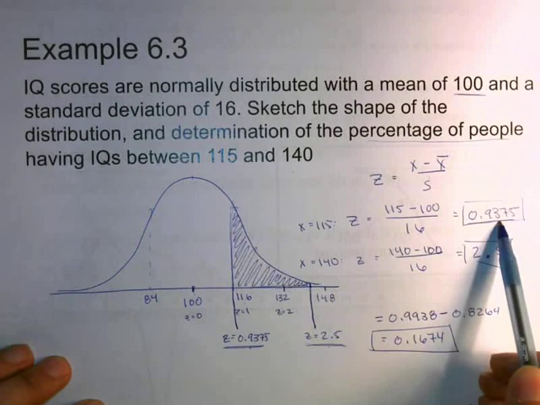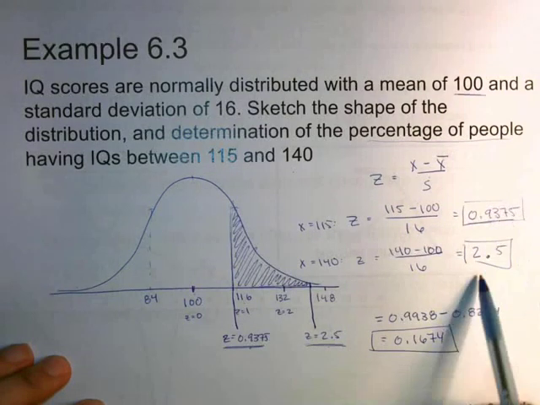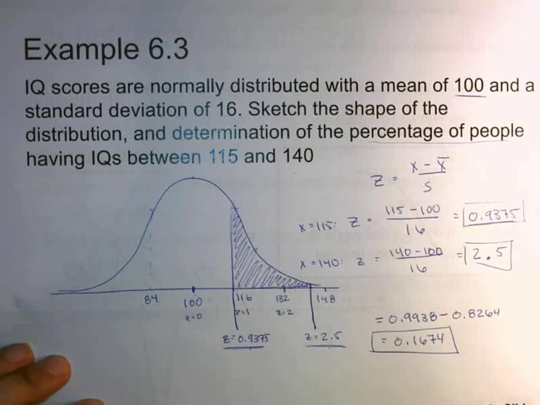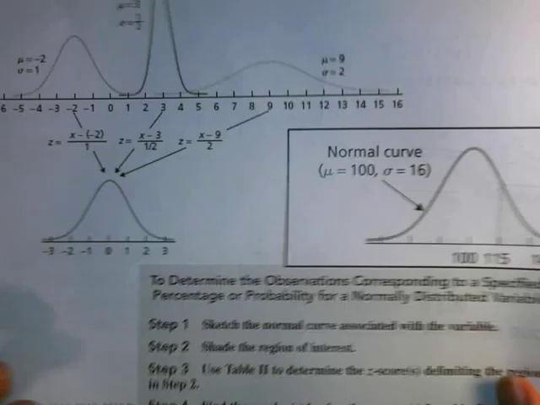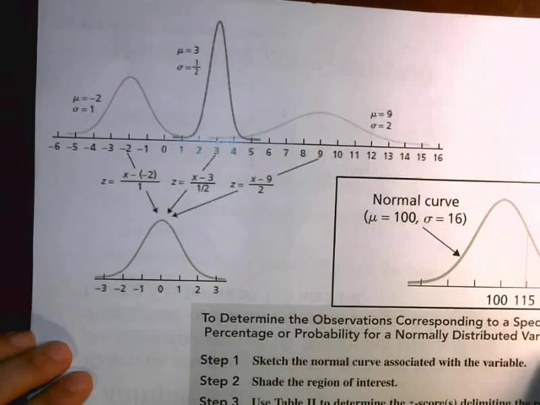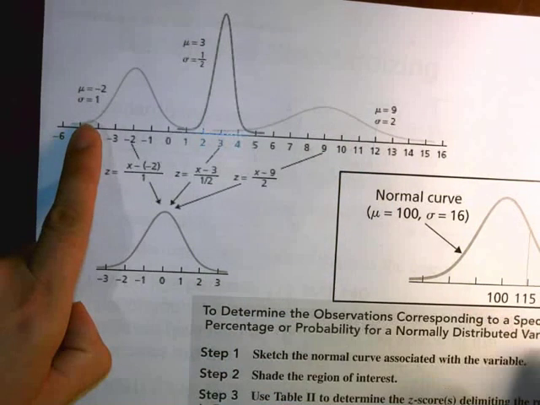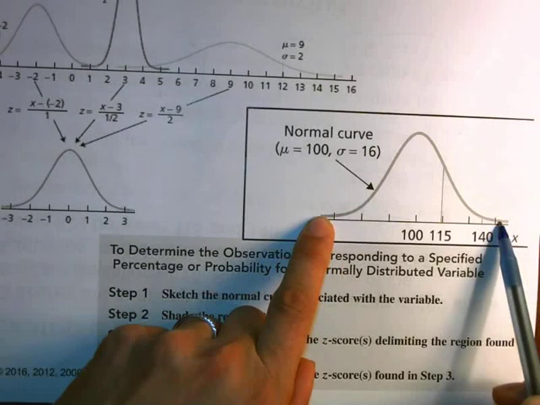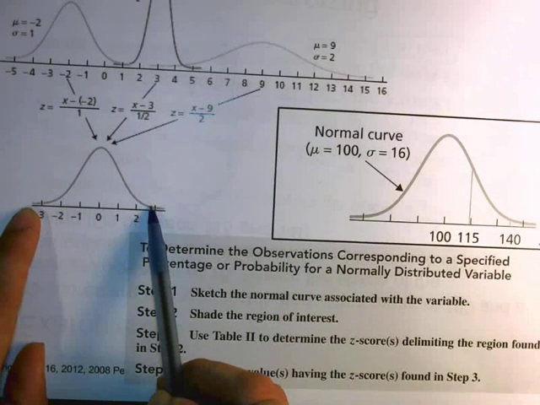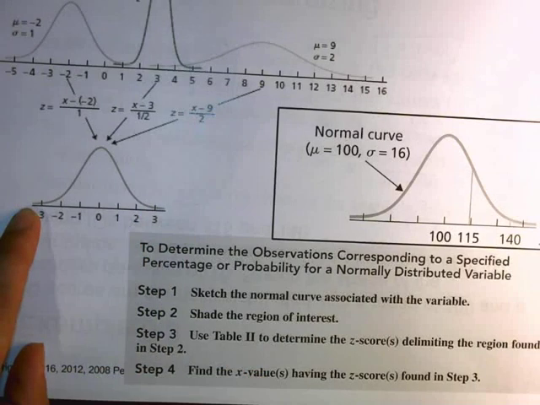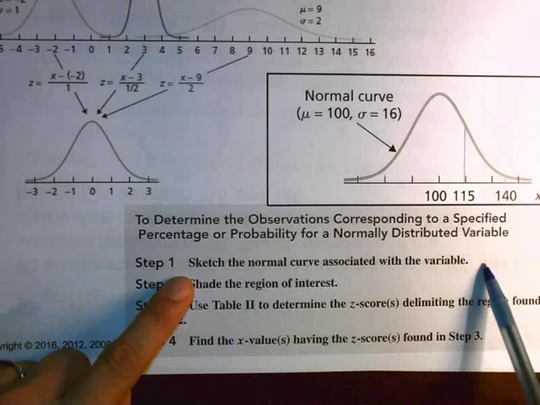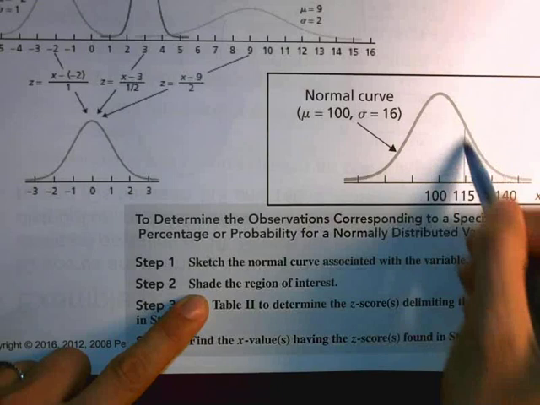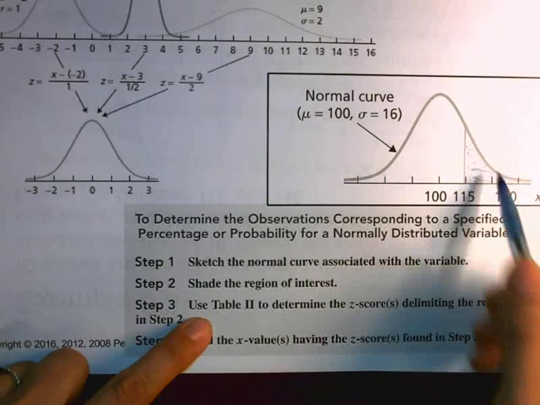And there's my answer. So the percentage of people that have IQs between 115 and 140 is equivalent to the question, what percent of z-scores are between 0.9375 and 2.5 standard deviations above the mean, and that's about 17% of people. So visually, what have we just done? We can take any distribution that is a bell-shaped distribution and transform it to the standardized normal distribution that we can use our tables with.